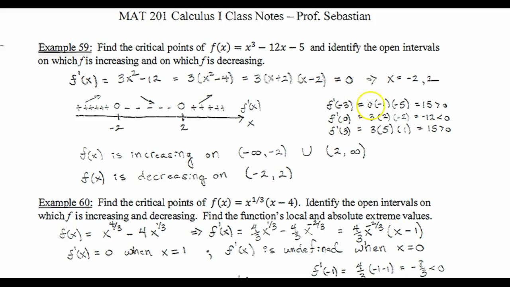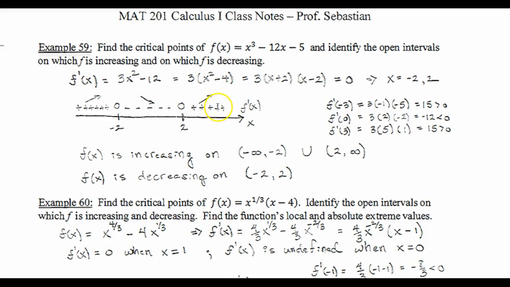So f prime of minus 3 ends up being 15, which is positive, so I come over to my number line and write a bunch of little positive signs, which indicate I have an increasing function. I draw an arrow up, reminding myself I have an increasing function. Then f prime of 0, what's the derivative at x equals 0? I get negative 12, which is a negative number. So I put a bunch of little minus signs to remind myself the derivative is negative everywhere in that interval. And I put a little down arrow indicating to myself that a negative derivative means decreasing.